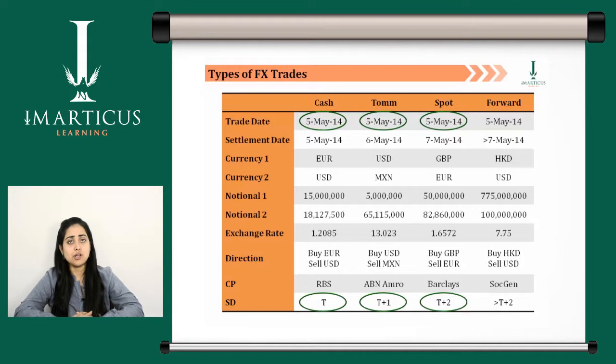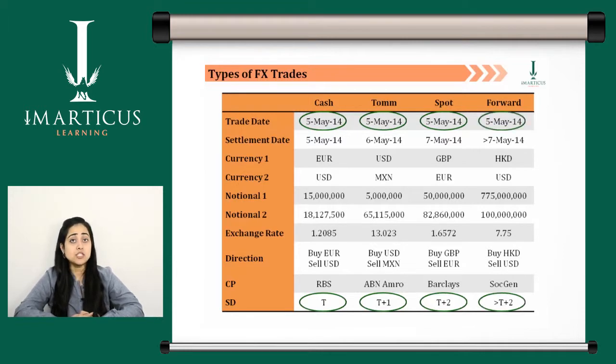FX spot is a transaction where the trade is agreed and is settled 2 days later, that is, SD is equal to TD plus 2. In other words, the two parties agree the trade on a particular date and exchange the two currencies 2 business days later, that is T plus 2.